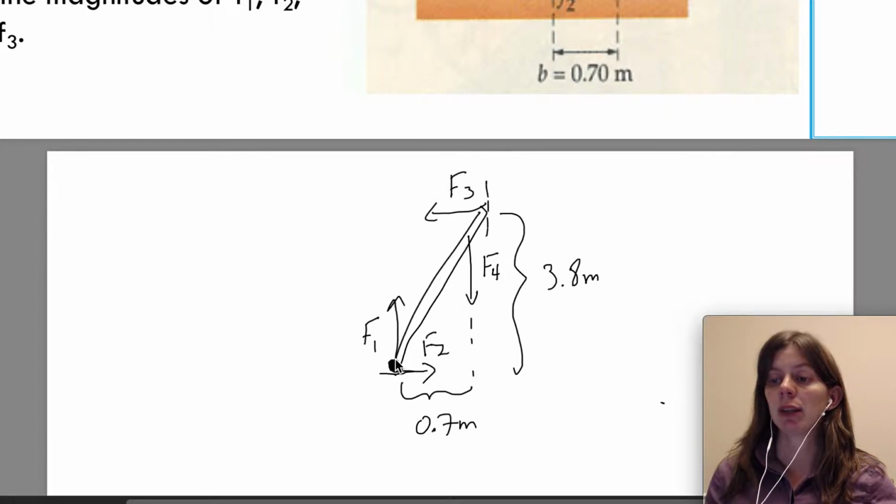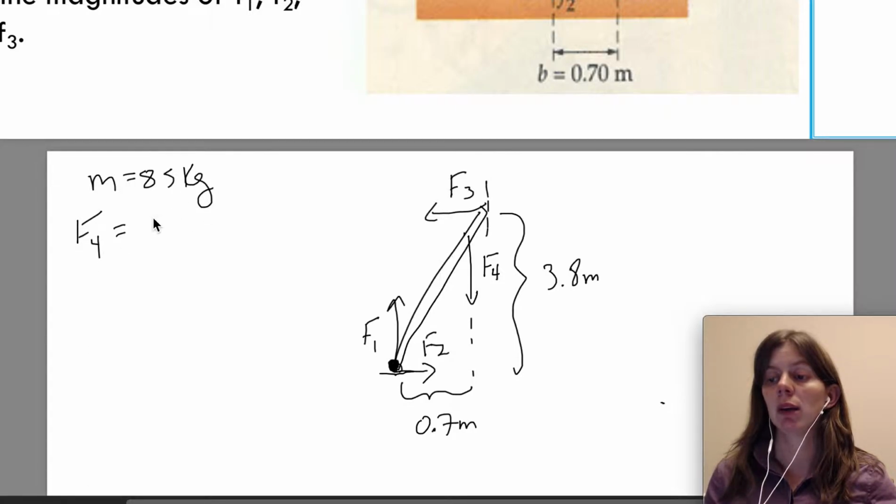So the next step is to go ahead and identify all of our givens, our forces, and our distances. We are given the mass of the person who's standing here, and his mass is 85 kilograms. So we know that F4 is equal to the weight of that person. That's how much force he exerts on the ladder. So it's mg, or 85 times 9.8, which is going to be 833 newtons. So we know F4. We don't know any of the other forces. We don't even know the angle here.